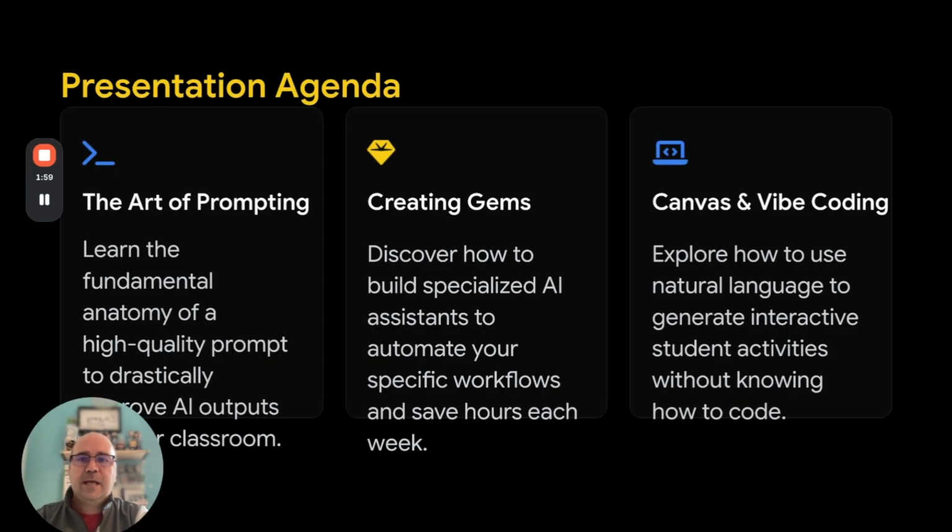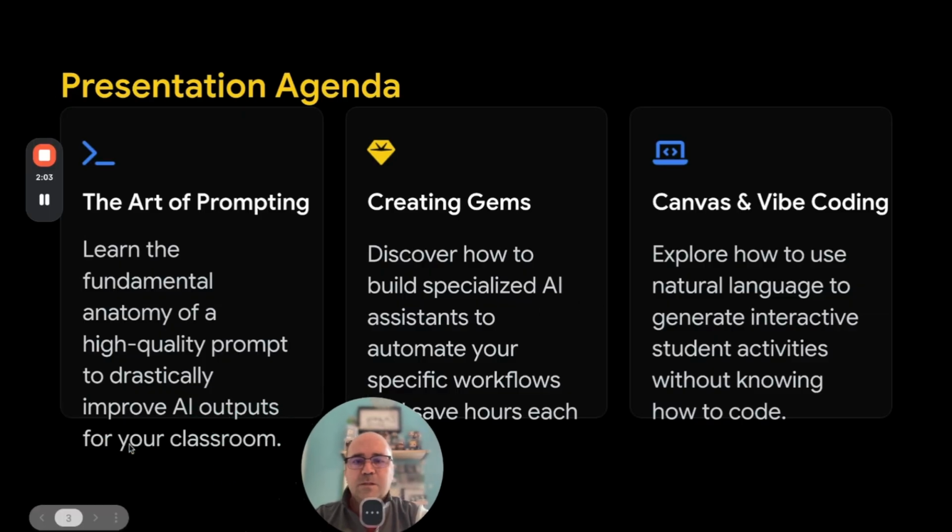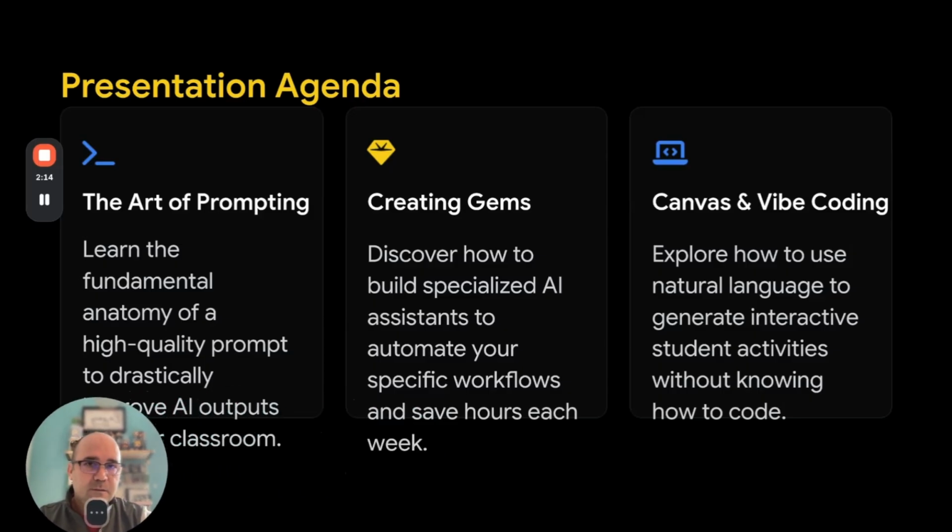So let's take a look at our agenda. First off, we're going to talk about the art of prompting and what makes a good prompt. How can you get the most out of your prompt when you're using Gemini? And then we're going to talk about creating gems. I love gems. They are basically a way for you, if you're going to use a similar prompt throughout the course of using Gemini, to create a custom gem. That way you don't have to put all of the information into it every single time.